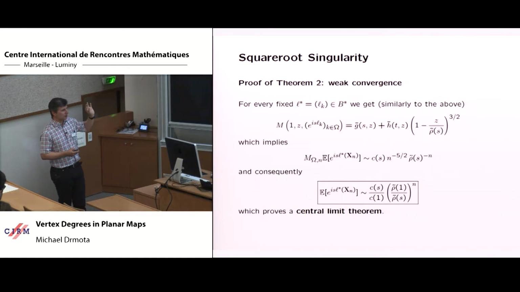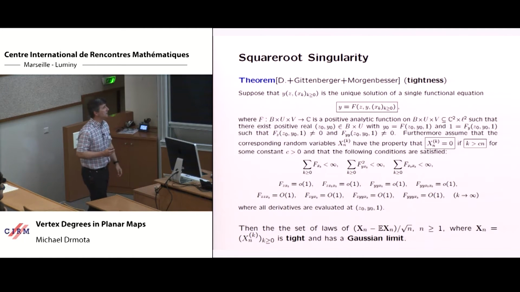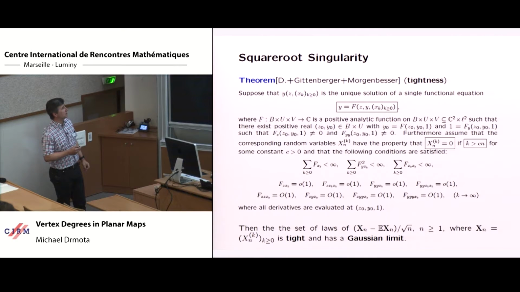Of course, there is a second part. We also need tightness. But this proves that all continuous functionals have a central limit theorem. And for tightness, I don't want to go into details, but there is a theorem together with Drmota, Gittenberger and Morgenbesser, where you have a kind of equation where x_k is a possibly infinite vector of variables, and of course you can relate these variables to random variables X_k.